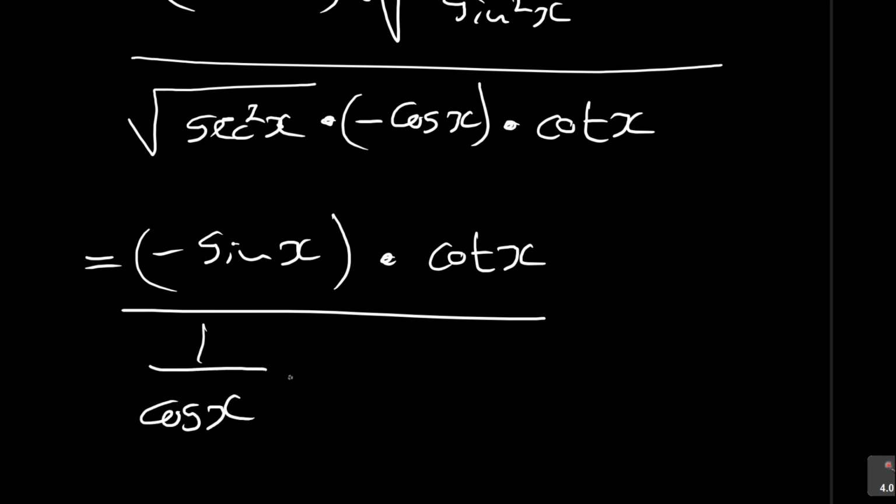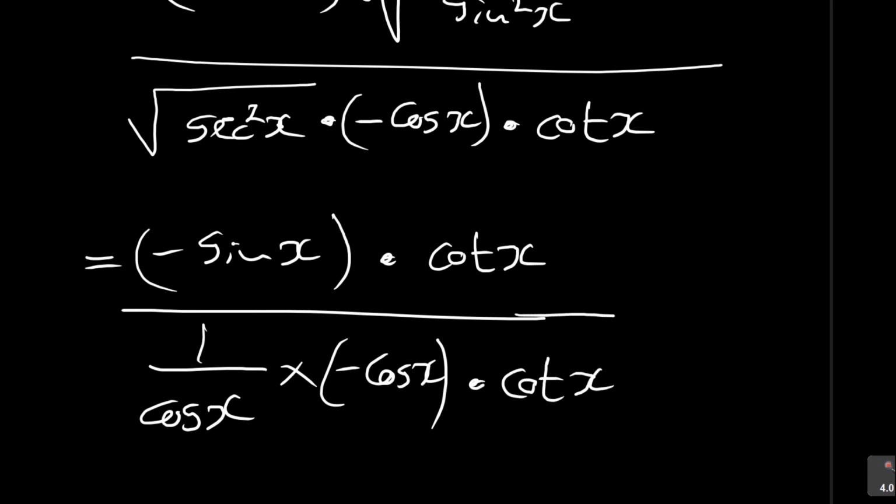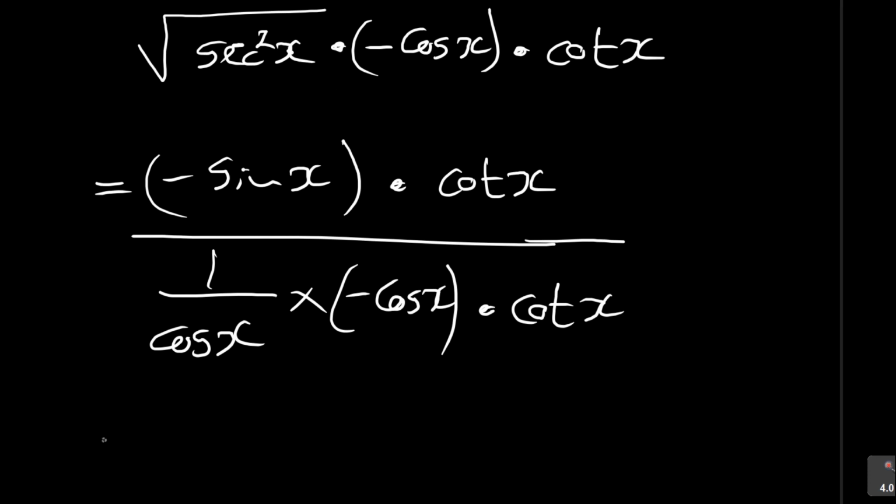You know why I'm doing it? Because I want to multiply by that negative cos x, times cot x. So I'm just looking at things that will make things faster and easy to simplify. So how do I go? The cot is gone, this is gone, this is gone, the negative is gone, and the answer is simply sin x.